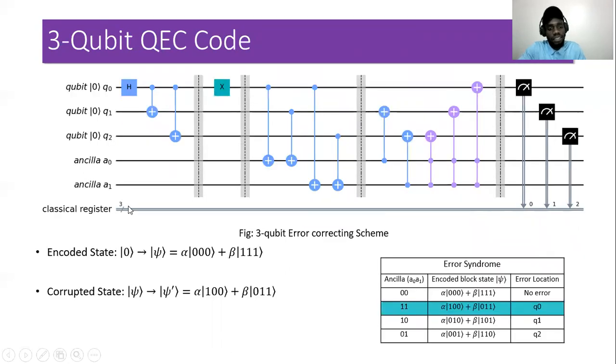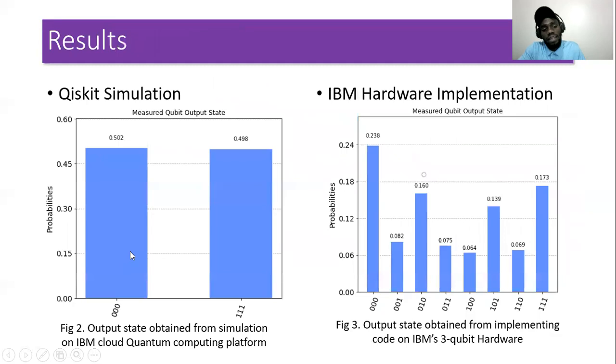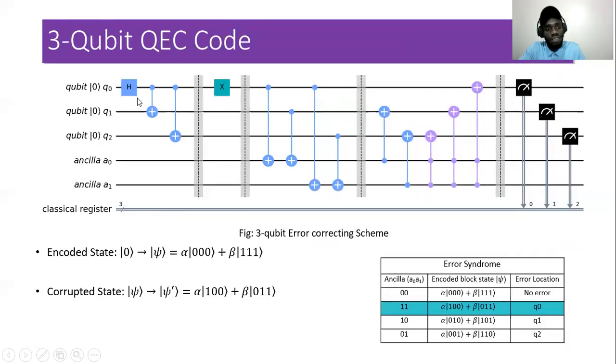I will now explain how this 3-qubit error correcting code works. First of all, in the encoding section, we take an initial state, state 0, and using the operations, the Hadamard operators and the C0 operators, we create a 3-qubit encoded superposition state, alpha 000 plus beta 111.